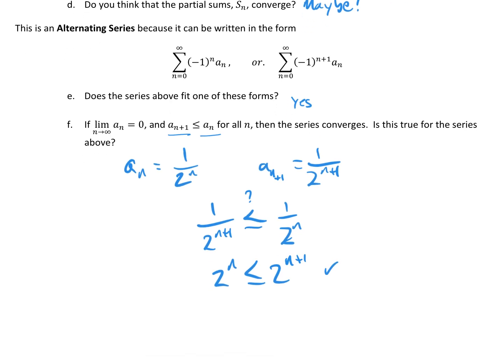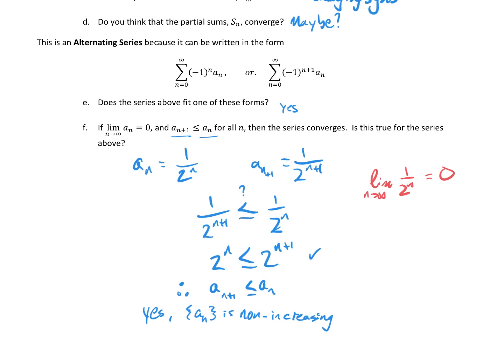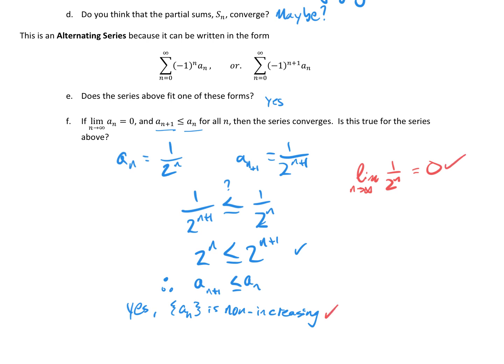So therefore, a sub n plus 1 is less than or equal to a sub n. So this is non-increasing, the sequence a sub n. Does it have a limit of 0? Let's test that out. Is the limit of a sub n equal to 0? Well, let's see. Is the limit of 1 over 2 to the n equal to 0? Yes. So this is going to go to 0 as n goes to infinity. All right? So as n goes to infinity, the denominator with the exponent is going to become infinitely large, and 1 over that is 0. Check. All right, and check. So we can say, therefore, the series converges.